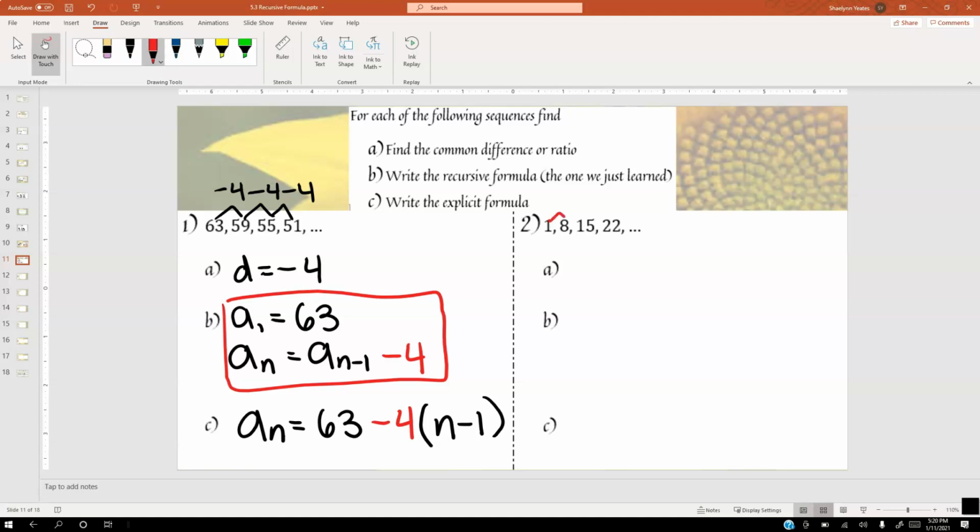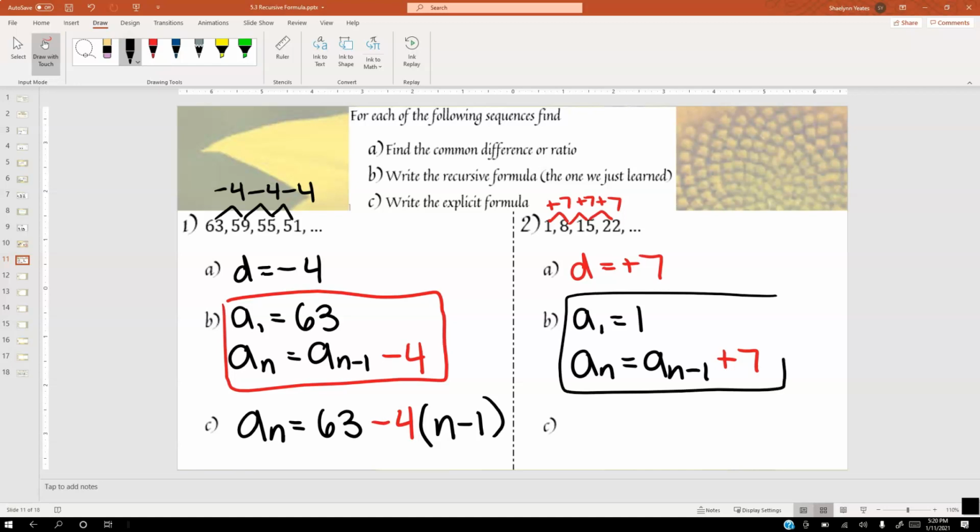So in the next one, this goes 1 to 8, 8 to 15, and 15 to 22. This one seems to be adding 7 every single time. So this one is also a common difference of +7. So that means for our recursive formula, we have to define a term first. So a sub 1 is 1. And then our next term will be the term before, so a sub n minus 1. And then this time we are adding 7 every single time. So there's my recursive formula.